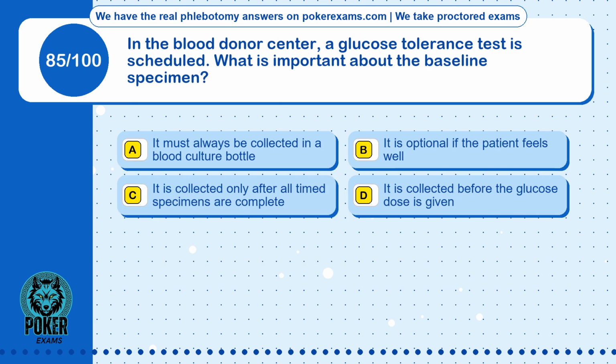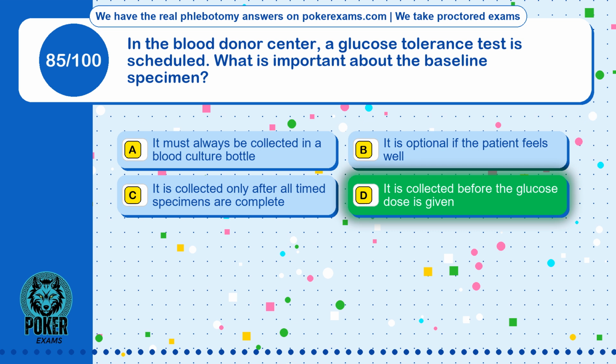Question 85. In the blood donor center, a glucose tolerance test is scheduled. What is important about the baseline specimen? Option A. It must always be collected in a blood culture bottle. Option B. It is optional if the patient feels well. Option C. It is collected only after all timed specimens are complete. Option D. It is collected before the glucose dose is given.